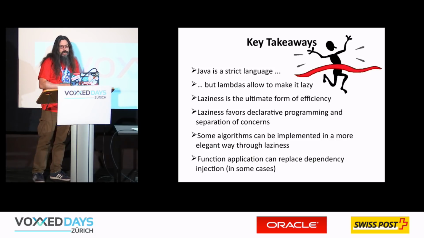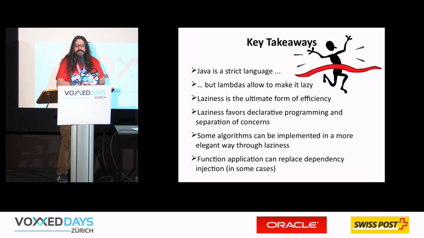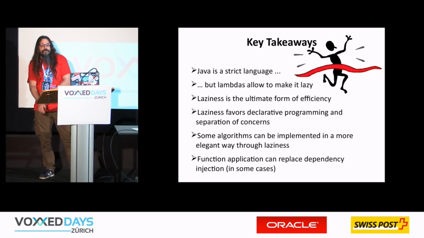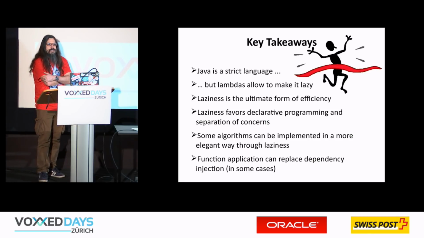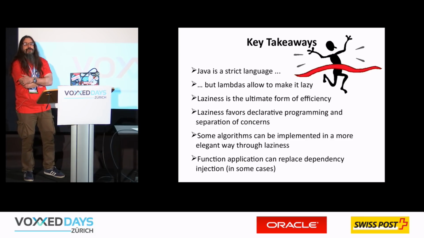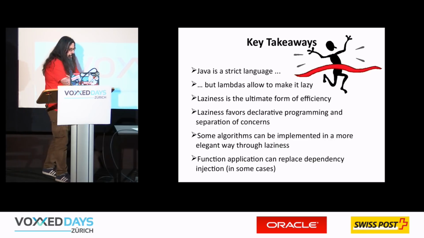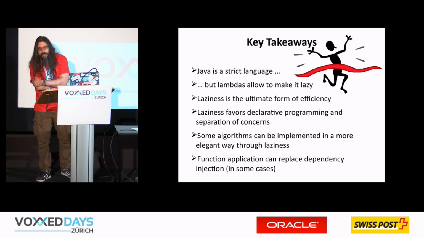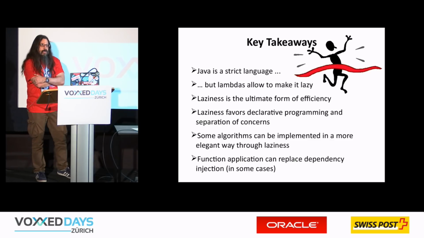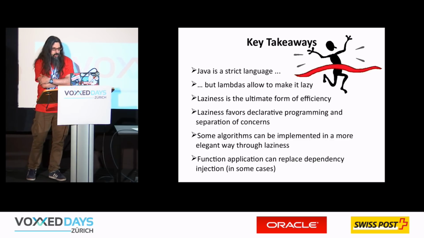So the key takeaways is Java is a strict language, but with lambdas, you can make it lazy. With a supplier, you can make it lazy in a very simple way. And again, laziness is the most important form of performance efficiency, because there is nothing more efficient than not doing something at all. And laziness favors declarative programming, is an important part of functional programming, and allows separation of concerns.